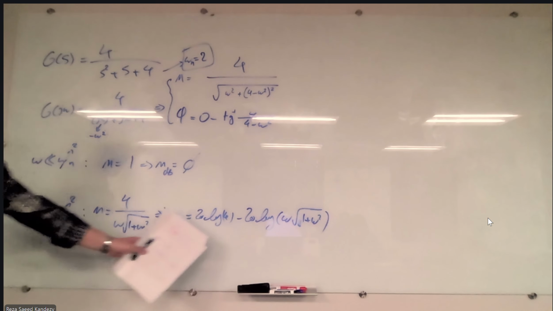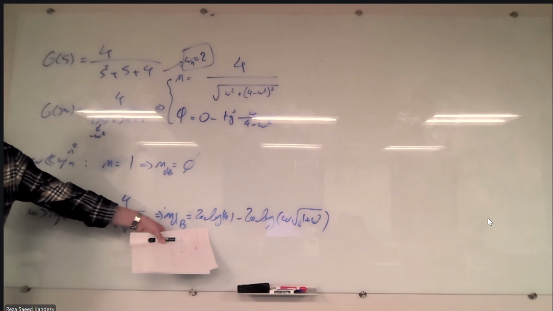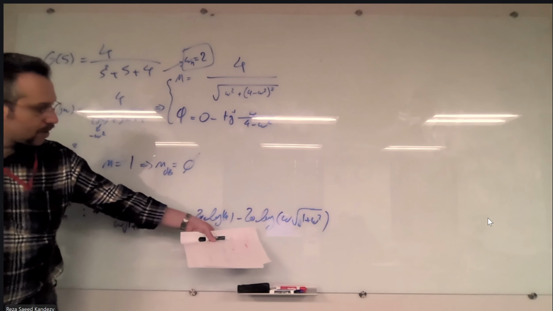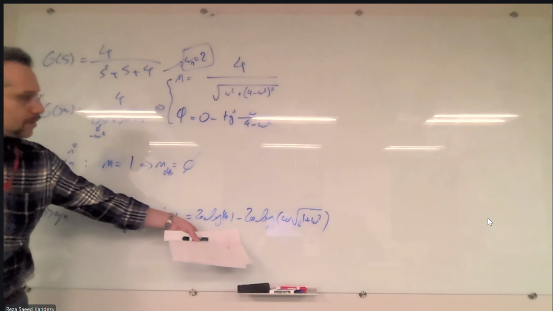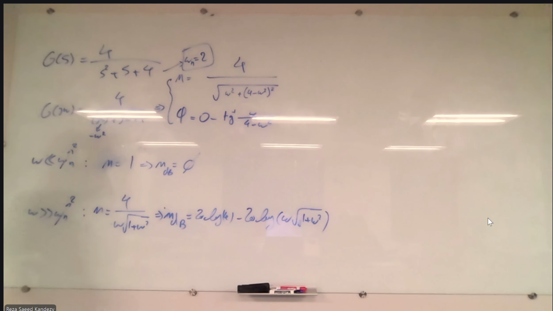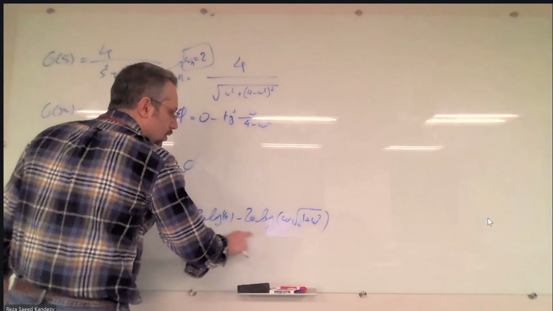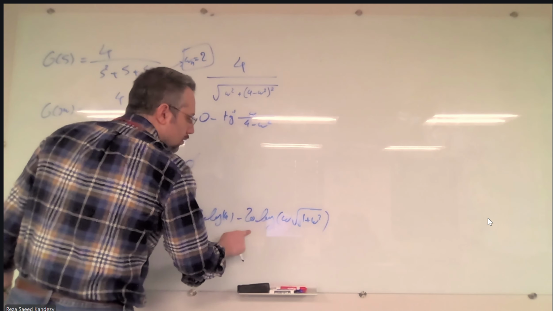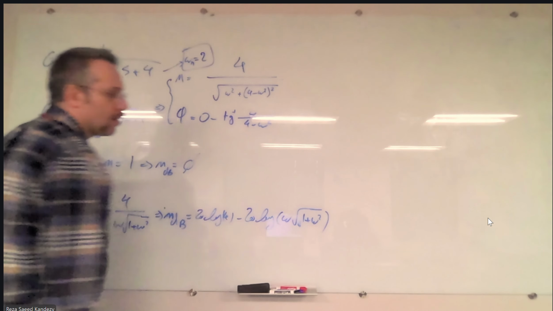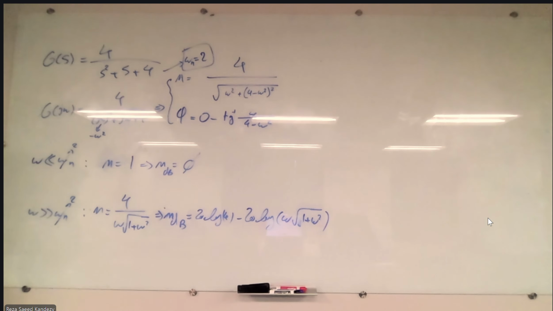Now, this is a constant number. We are going to keep it in mind. But this one is going to be our slope line, which is minus 20 log of omega. Are we okay with that? Any question on that?